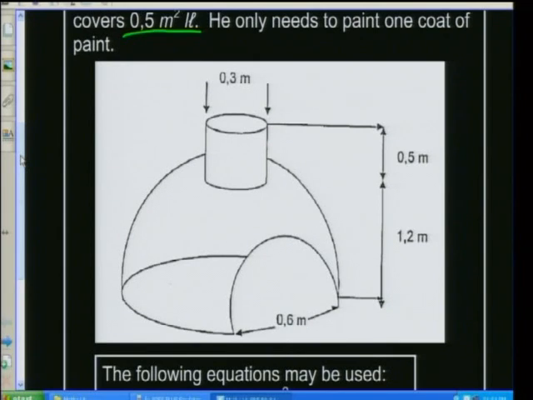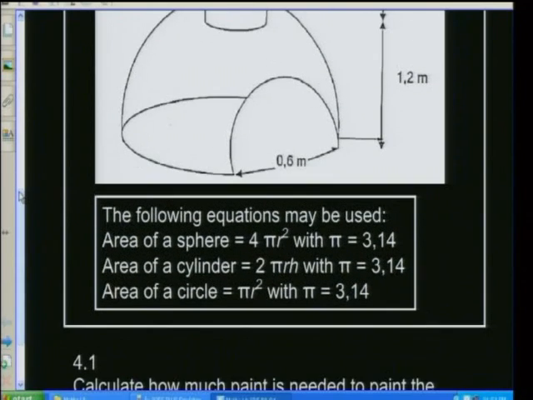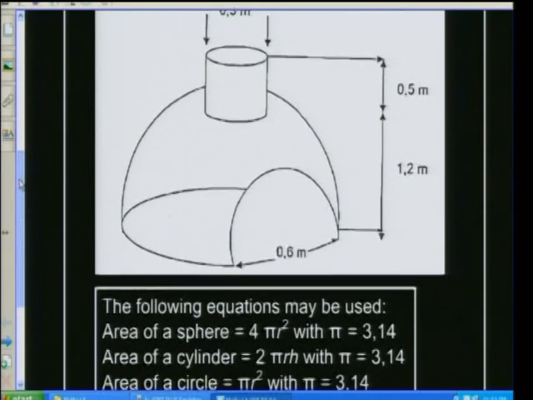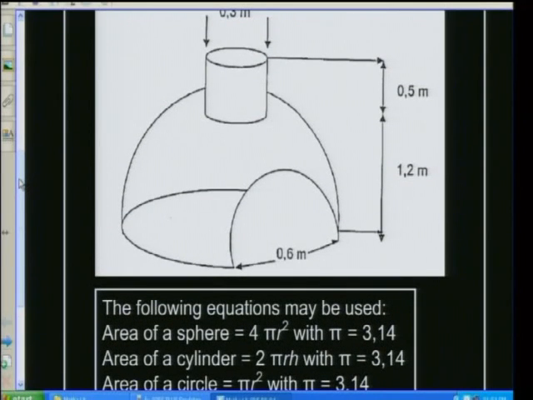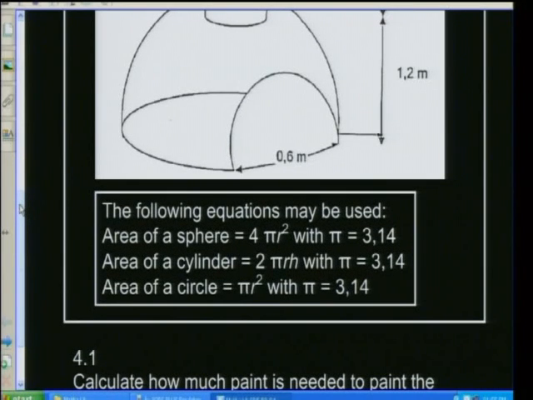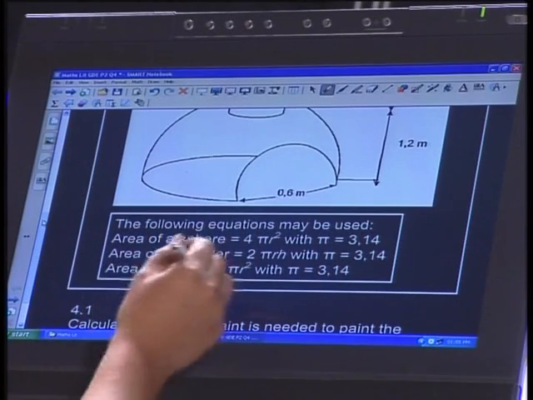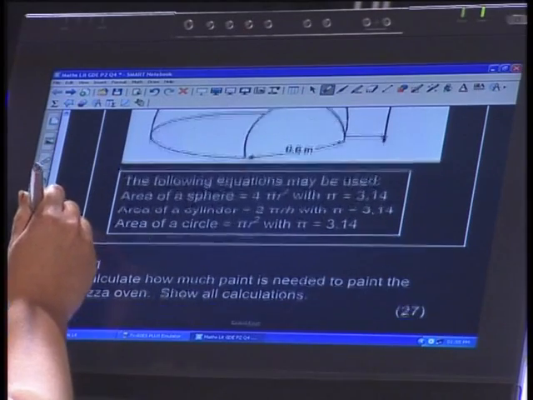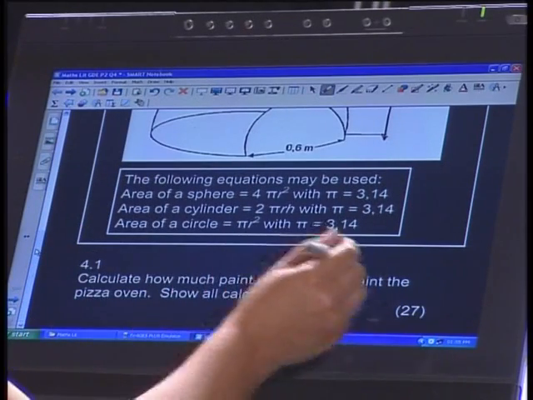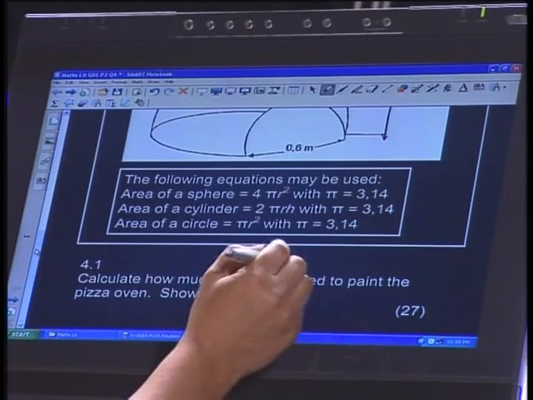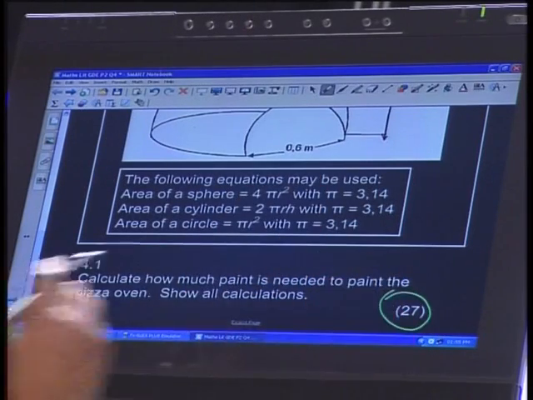So does this look kind of scary, Agnes? Yes. Okay, so we need to go through this one step at a time. Before I carry on with Agnes, I just want to go through it. They've given you a half a sphere. It's got a cylinder, which is where your smoke comes out, and there's a door opening. If we read through the formulas they've given us, we've got the area of a sphere, the area of a cylinder, and the area of a circle. Then they say calculate how much paint is needed to paint the pizza oven and show all your calculations. And they've given us 27 marks for this.